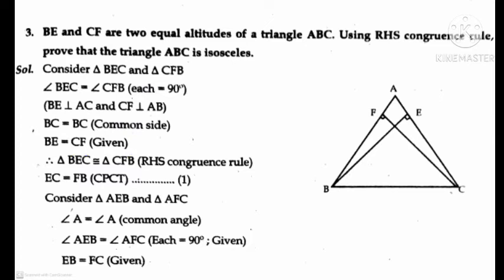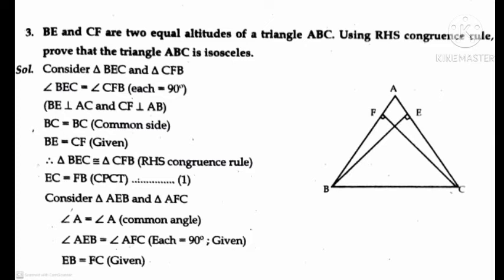Say equation 1. In triangle AEB and triangle AFC, angle A is equal to angle A. It is a common angle of both triangles. Angle AEB is equal to angle AFC is equal to 90 degrees.